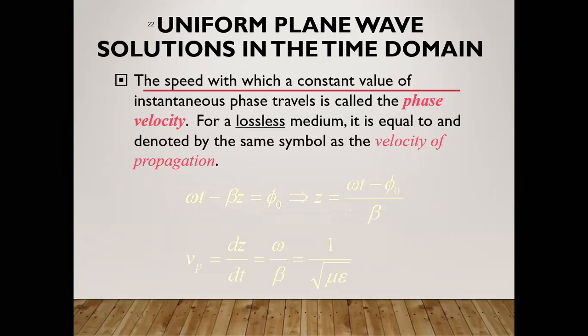This is also for the lossless medium. How can we write the speed, which is a constant value, and how will my phase travel? That is nothing but the phase velocity. If you concentrate on the lossless medium, at that time it will be equal to and denoted by the velocity of propagation. Here many formulas are mentioned which we have already done. This is the angle or instantaneous propagation, and if you want to find the velocity of propagation, you may take this one.